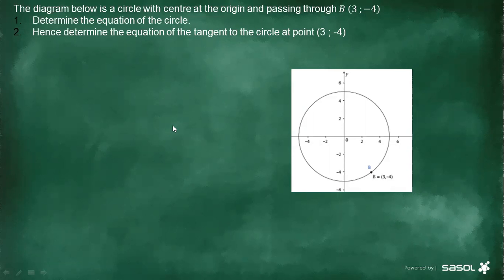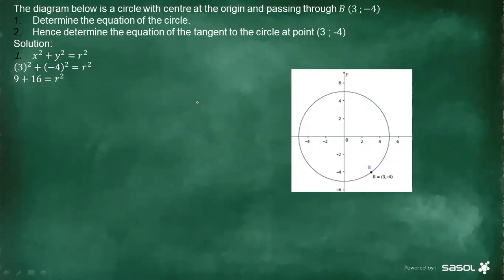All right, now let's answer the following questions. Determine the equation of the circle. Remember, I will always emphasize the issue of determining the equation of a circle. Either you have the radius or a point on the circumference. This one has a point. You just substitute the point, and then 3 squared is 9, (-4) squared.